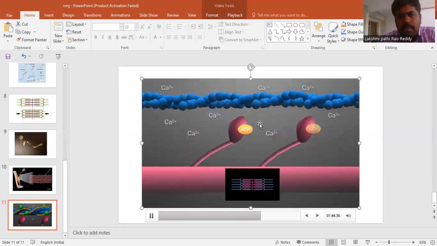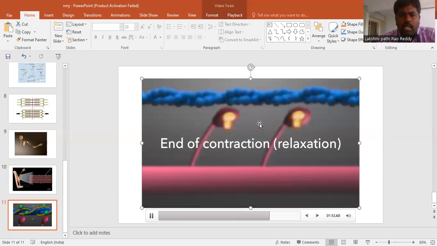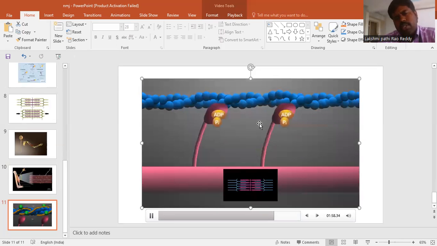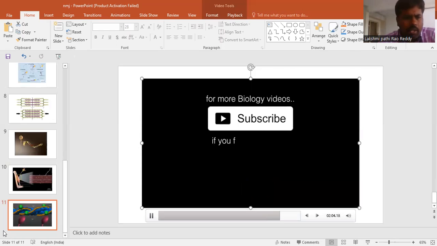Yes, you can see the video very clearly. It was attaching with the active sites and pulling it. So at the end of contraction, what happens? When the calcium is taken up back by the sarcoplasmic reticulum, it causes relaxation. This is called excitation contraction coupling.